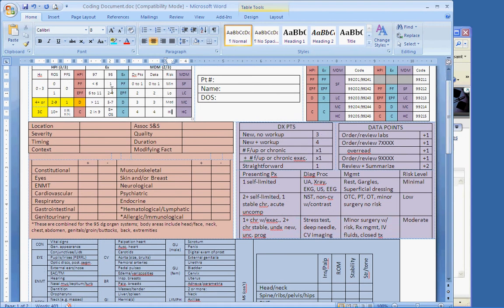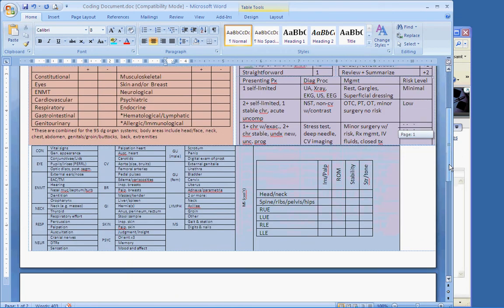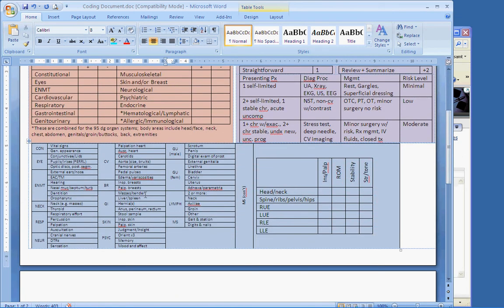The buckets you can have are less than 6, 6 to 11, or greater than 11. This 2 and 9 does not mean 18. It means that you have to have 2 bullets in 9 of these systems. There are, I believe, 14 systems, but GU male and GU female obviously can't be in the same exam.